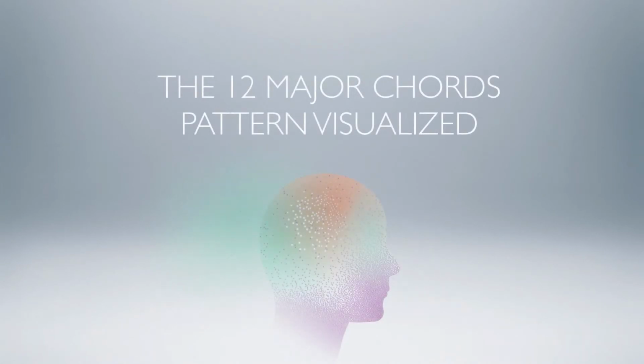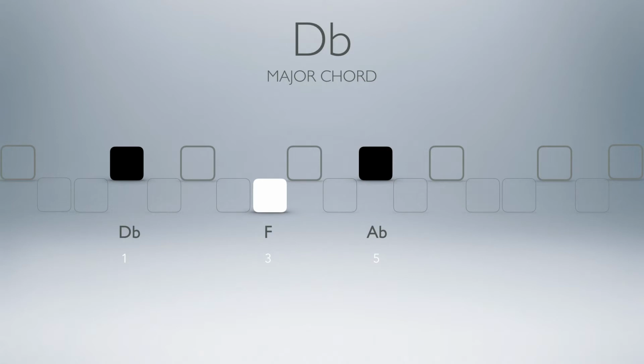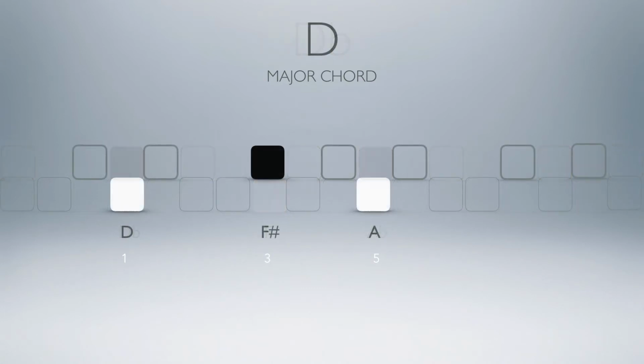Let's take a moment now to visually memorize each perfect major chord by observing their pattern on the piano keyboard. The visual pattern of the perfect major chord of C is composed of only white keys. The visual pattern of the perfect major chord of D flat is black, white, black. The visual pattern of the perfect major chord of D is white, black, white.